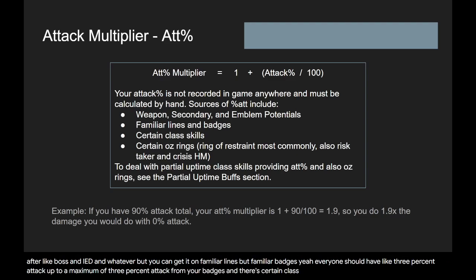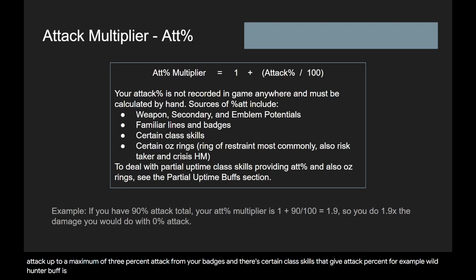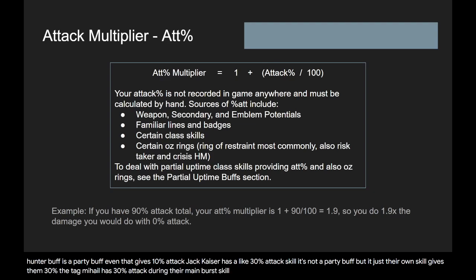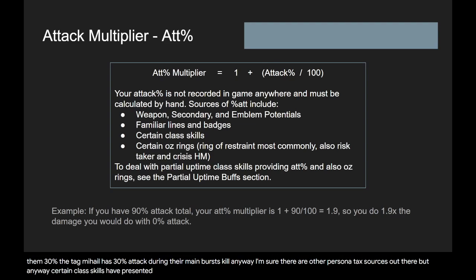There are certain class skills that give attack percent. For example, Wild Hunter buff is a party buff even that gives 10% attack. Kaiser has a like 30% attack skill. It's not a party buff, but it's just their own skill that gives them 30% attack. Mihail has 30% attack during their main burst skill. Anyway, I'm sure there are other percent attack sources out there. But anyway, certain class skills have percent attack.